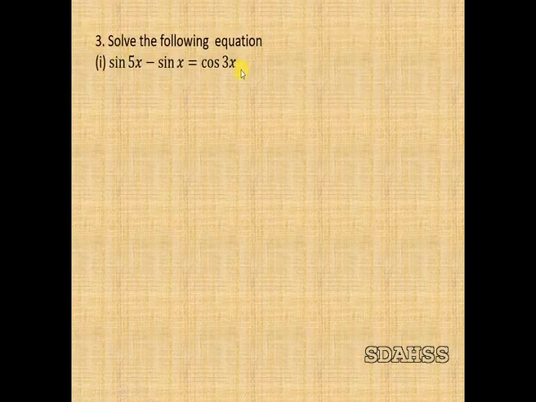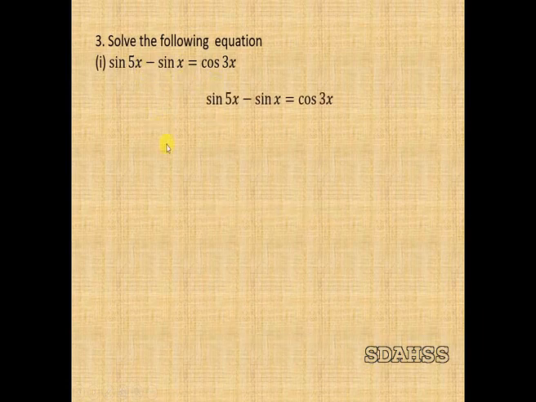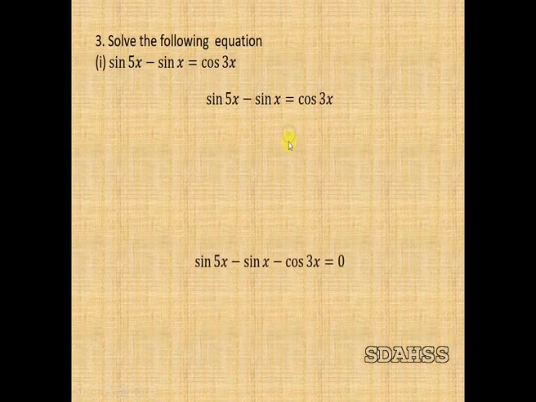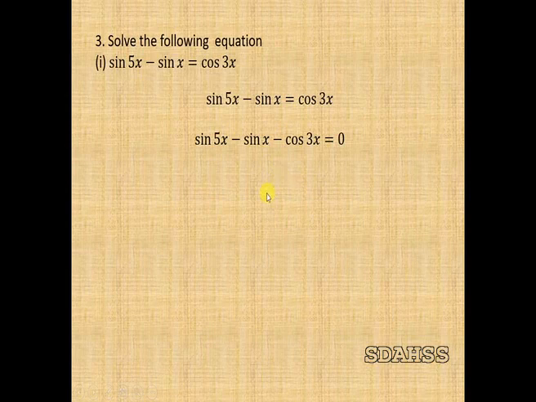Third sum, solve the following equation. Subdivision 1, sin 5x minus sin x is equal to cos 3x. You bring this cos 3x other side, it becomes negative. Sin 5x minus sin x minus cos 3x is equal to 0.